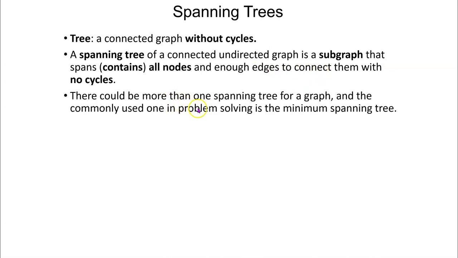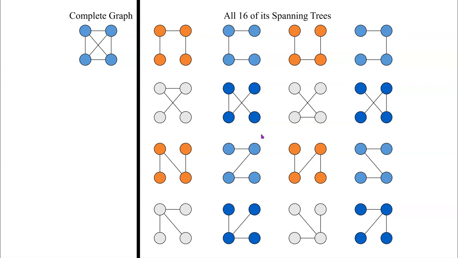There can be more than one spanning tree for a graph, and the commonly used one in problem solving is called the minimum spanning tree. So, let's look at the completed graph. Here's one, and all of its various spanning trees. There's dozens, but they all connect all the nodes with the minimum, one edge per node.